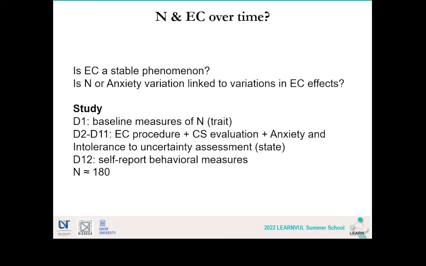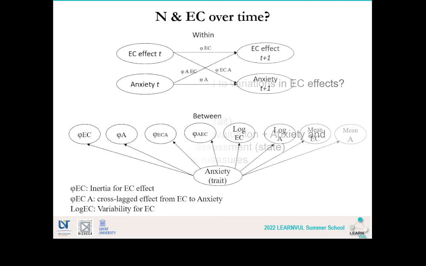Okay. So we did a study, Erika organized it, and it started with a baseline of neuroticism, so all the measures that were in the classical studies that we've been doing. Then an EC procedure, a CS evaluation, and an anxiety and intolerance-to-uncertainty personality assessment for state, for 10 days. So every day from day 2 to day 11, they have been measuring that. And on day 12, there were self-reported measures. The sample was around 180. I don't know, they're still working on the data, trying to make sense of it.